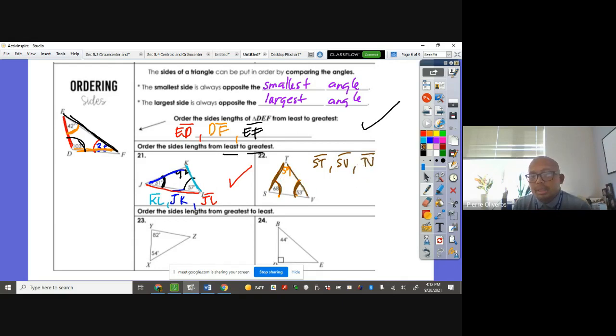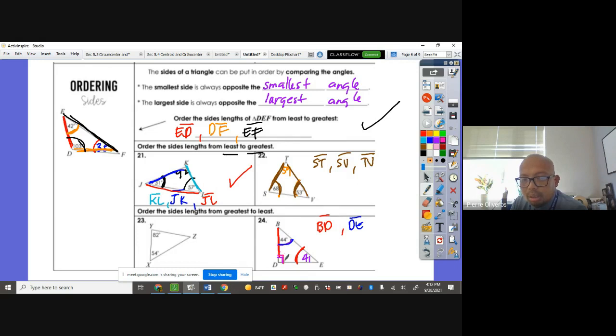Okay, very simple. Last one here, number 24. I have here a 90 and a 44, so this should be a complementary 41. The smallest angle there is 41, so this is the shortest side, BD. The next one there is 44, so this will be DE. And the hypotenuse, the one opposite the 90, is the longest side, so that's going to be BE. And there you have it.